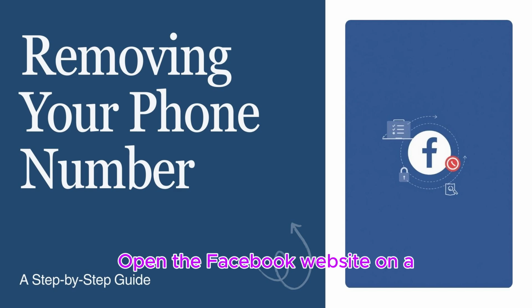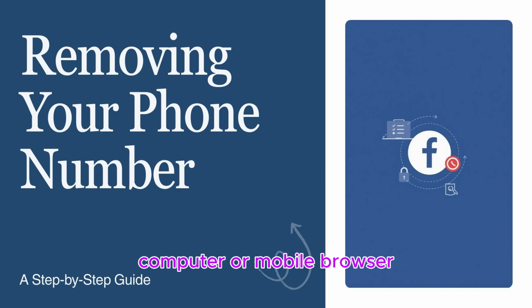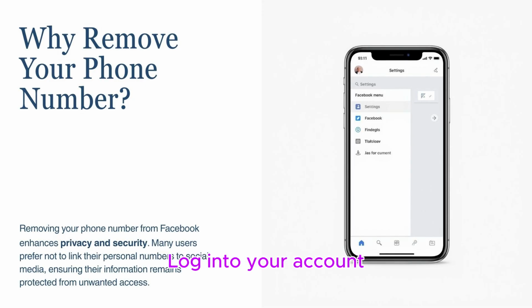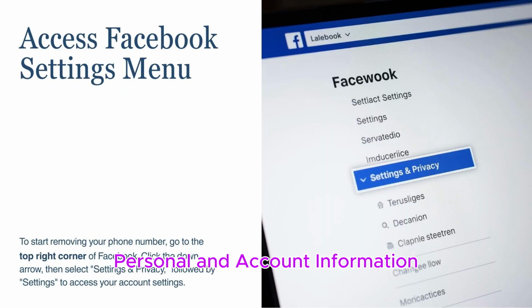Open the Facebook website on a computer or mobile browser. Log into your account. Click the down arrow in the top right and select Settings and Privacy, then Settings. In the left menu, click Personal and Account Information, then click Contact Info.